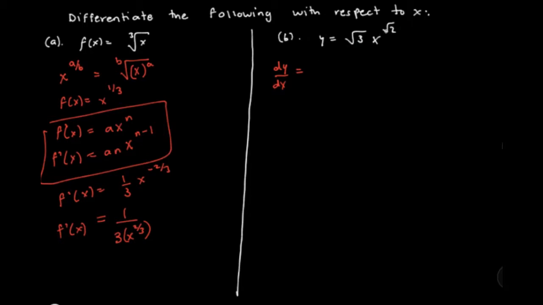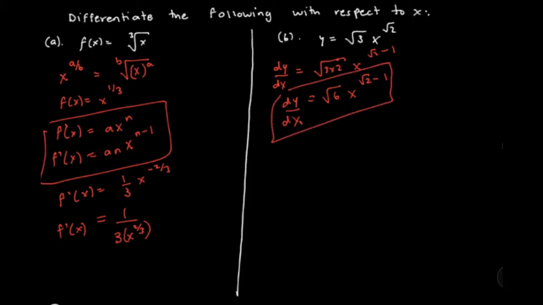So we do square root 3 times square root 2, right? You can use the radical rules where you multiply the radicands, and then x to the power square root 2 minus 1. So this is basically square root 6 x to the power square root 2 minus 1. And you can leave your answer like that because square root 2 is irrational and it's going to contain decimals, so this is actually going to be more exact. And that is the derivative of the following.